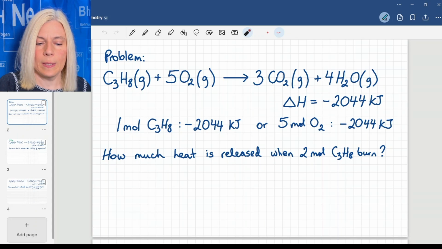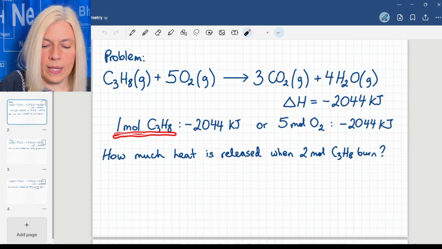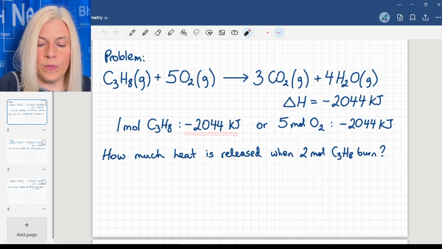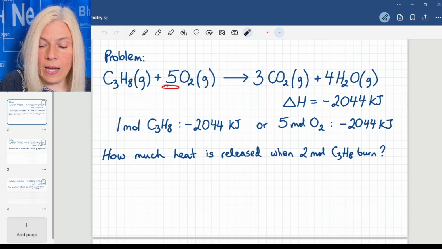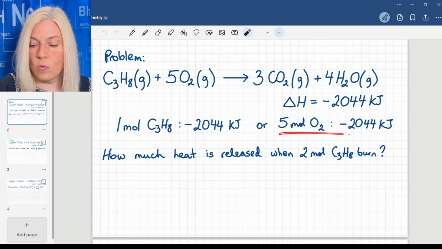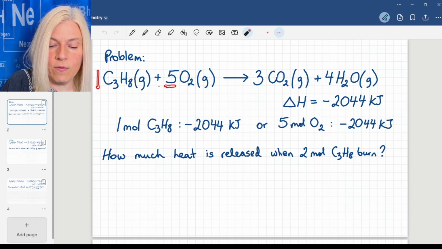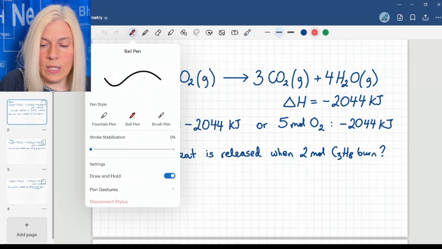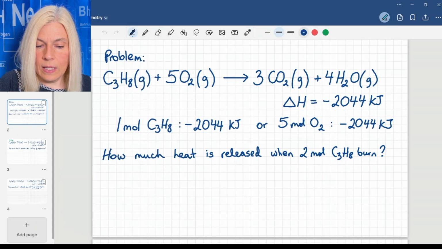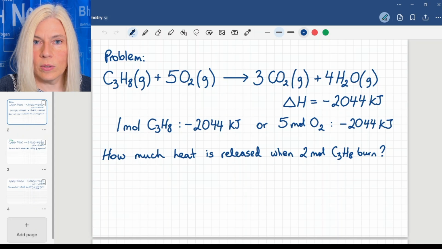It releases heat. So that means if you burn 1 mole of propane, it will release 2044 kilojoules. Here is the release part. Or if I burn 5 moles of oxygen, it will release this much, because this reaction is 1 mole per 5 moles. So how much heat is released when 2 moles of propane get burned?